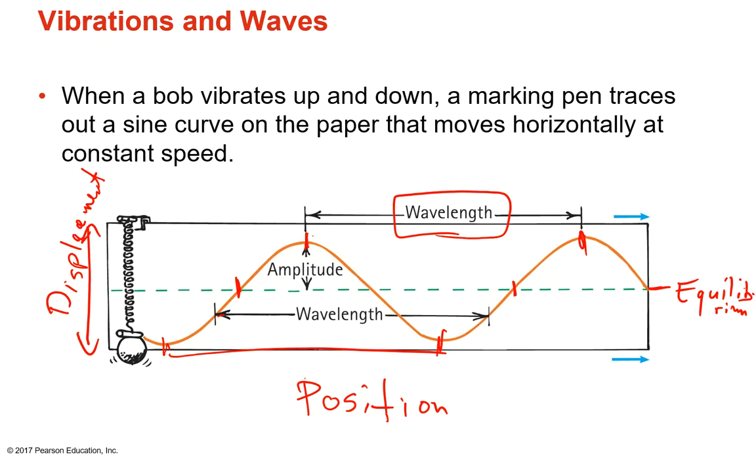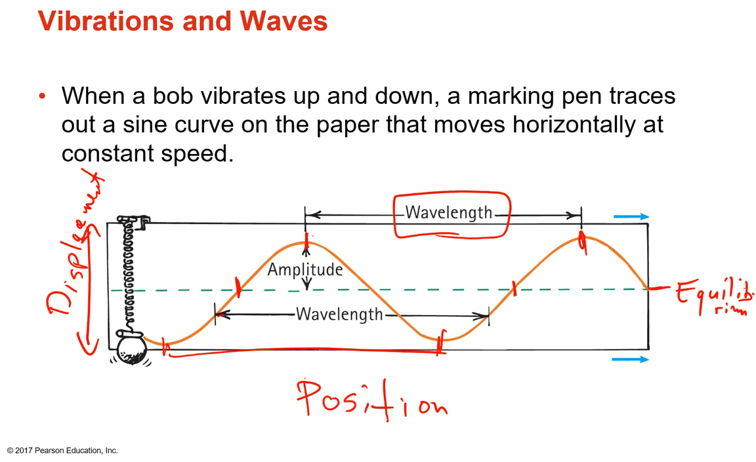What do we call the time for it to repeat? Period. The period is the time for it to repeat. And so the wavelength is the distance it travels in a period.